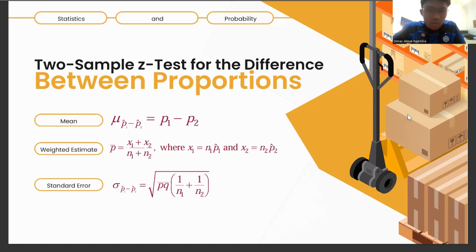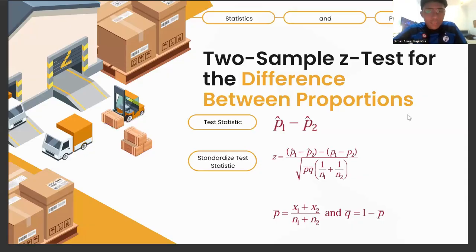Furthermore, for the standard error, we use the pooled proportion and its complement, which is 1 minus p, to estimate the overall proportion. The standard error decreases as our sample sizes increase, which makes sense because larger samples generally give us more precise estimates.